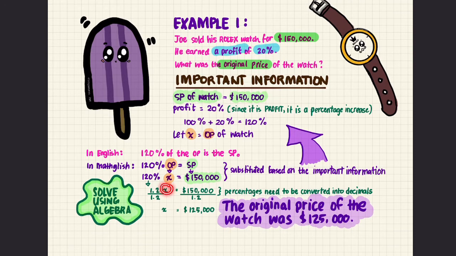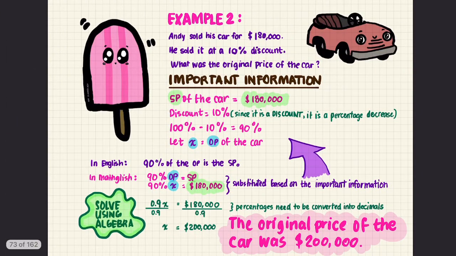Now, remember your algebra. How do we isolate the x? We get rid of the coefficient, which is 1.2. So you divide both sides by 1.2, and this cancels out. And so you have x is $125,000. Since x is OP, the original price of the watch is $125,000. So let's go to the next example.